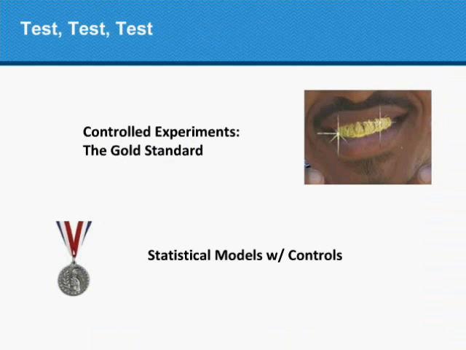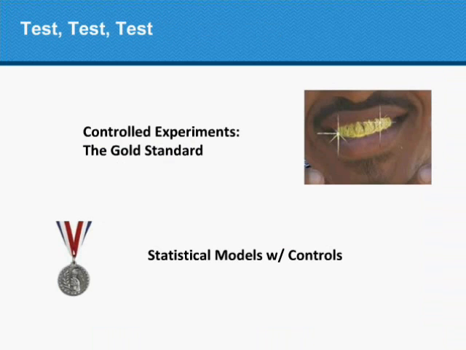Now, for the testing, the best way to understand the impact of your product on behavior is hands down controlled experiments. That's your randomized control trial. It's also known as A/B tests or multivariate tests. They're all types of controlled experiments.